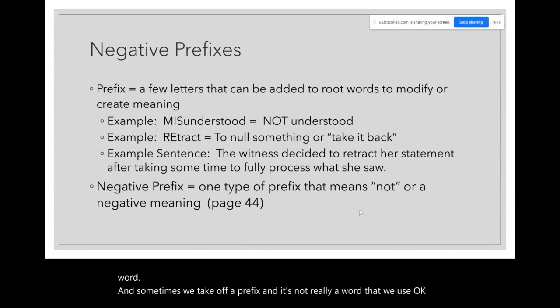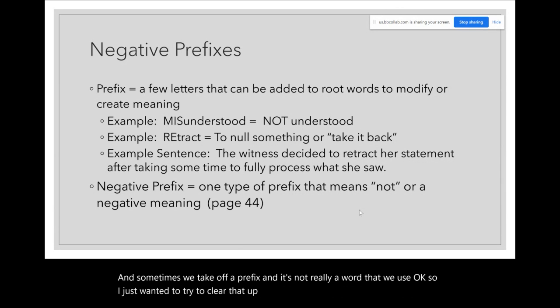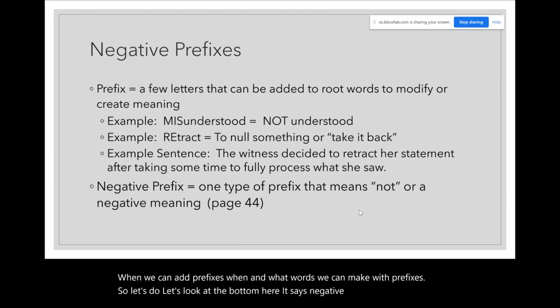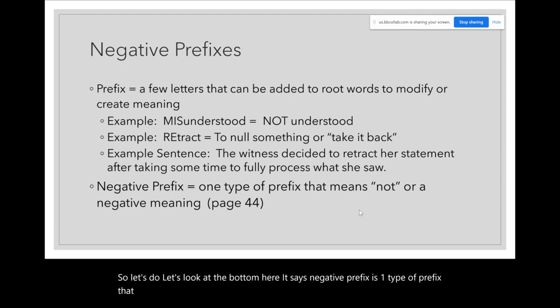So I just wanted to try to clear that up for you, because some students have questions about when we can add prefixes, and what words we can make with prefixes. So let's look at the bottom here. It says negative prefix is one type of prefix that means not or a negative meaning.